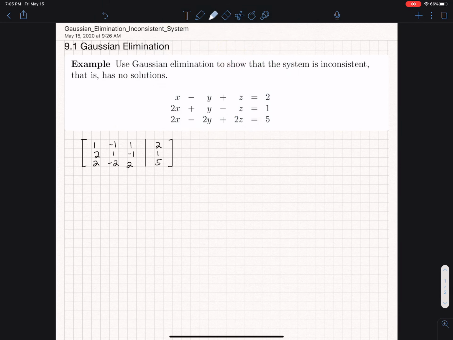All right, in the top left is a 1, and that's what we want. That's our lead 1. But we want zeros in the spaces below it. So I'm going to take -2 and multiply it by row 1, and then add it to row 2, and put that in the row 2 position. Because I'm going to try to have a 0 below the 1 in the second row.